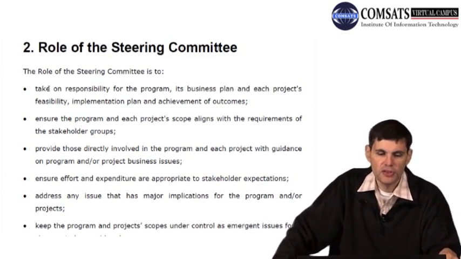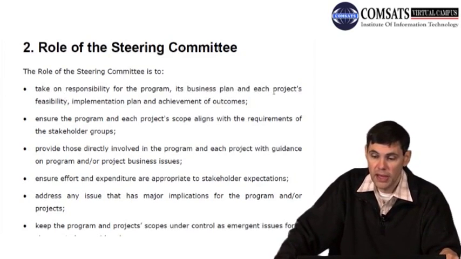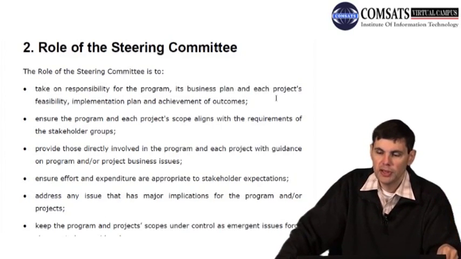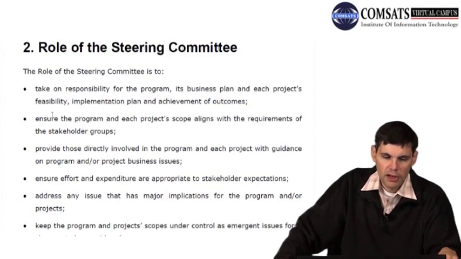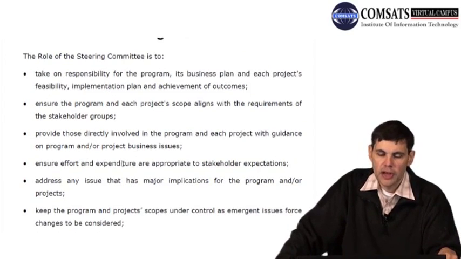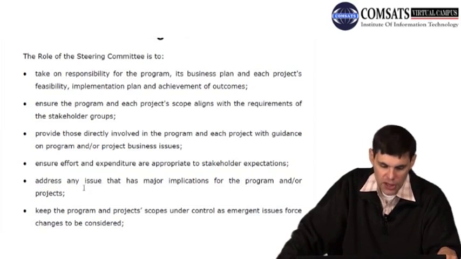The role of the steering committee is to take on responsibility for the program, the business plan, and each project's feasibility. Remember, every program is made up of several interrelated projects, so that's why they say here each project's feasibility, implementation plan, and achievement of outcomes. Second role is to ensure the program and each project scope aligns with the requirements of the stakeholder groups. Provide those directly involved in the program and each project, those stakeholders, with guidance on program and/or project business issues. Ensure effort and expenditure are appropriate to stakeholder expectations. Address any issue that has major implications for the program and/or projects.